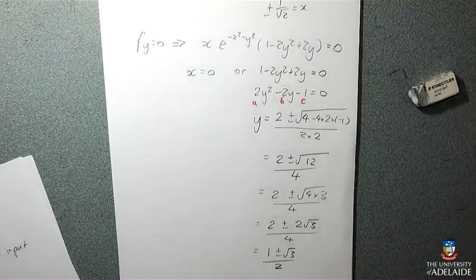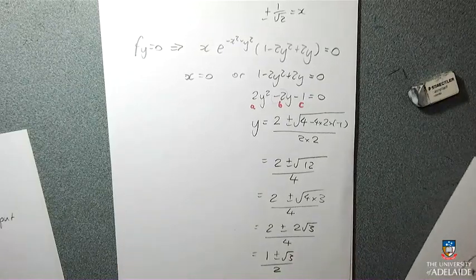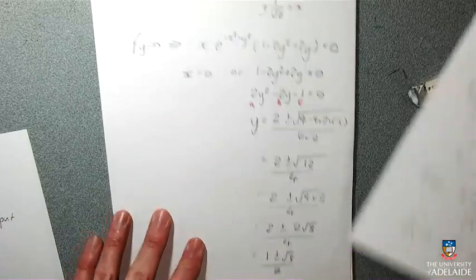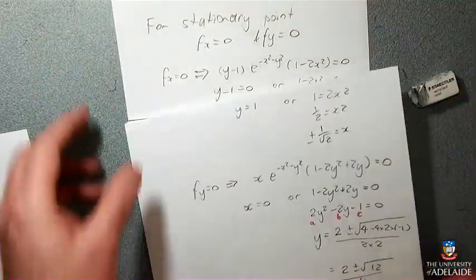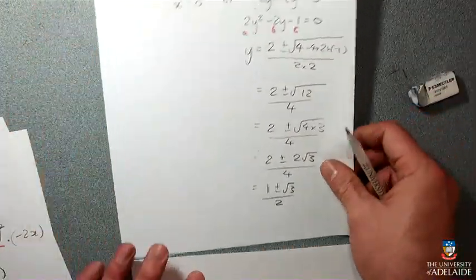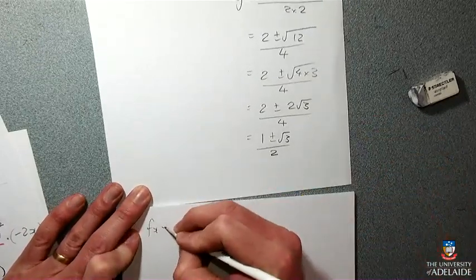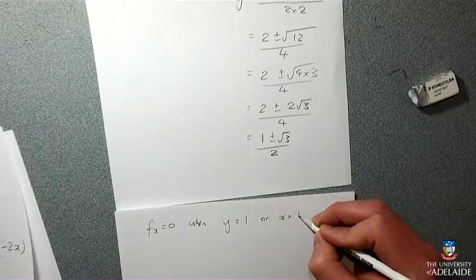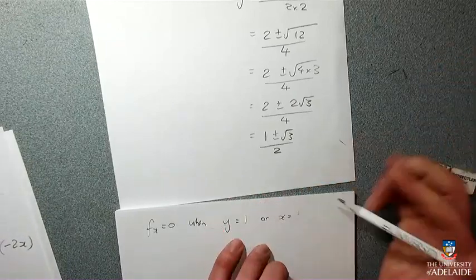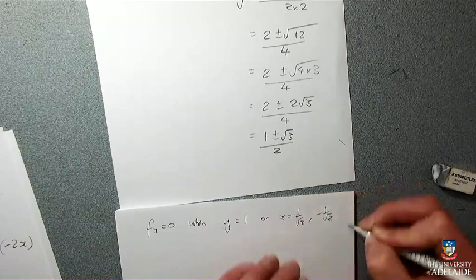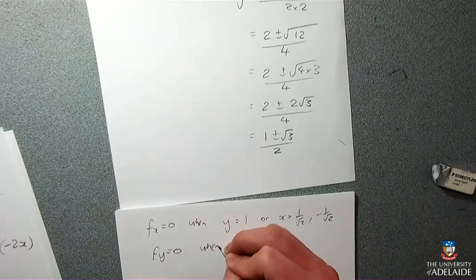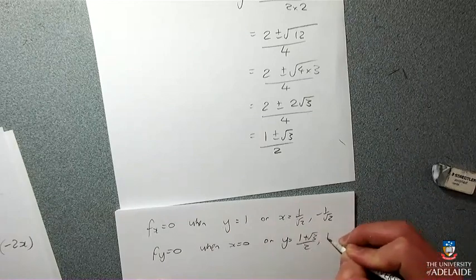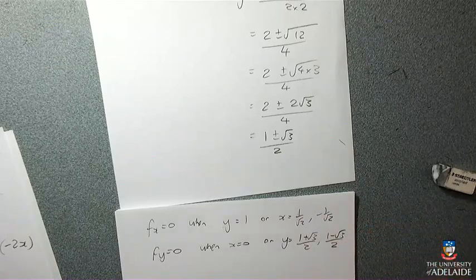So what have I found? I've found that fx is 0 when y is 1 and this one, when one of these happens, and fy is 0 when one of these happens. So I'm just going to summarise that so that I know what I'm doing. And I'm just going to separate the things with the different answers, 1 on root 2 and minus 1 on root 2, and fy is 0 when x equals 0, or... I'm separating the plus or minuses so that I can see them.